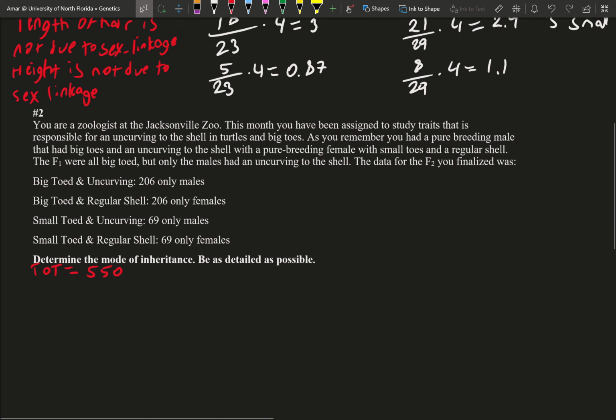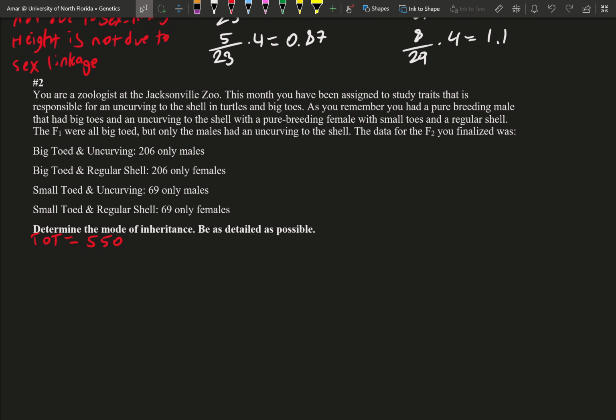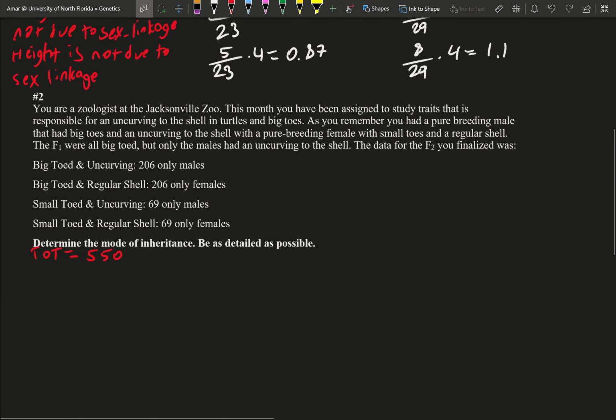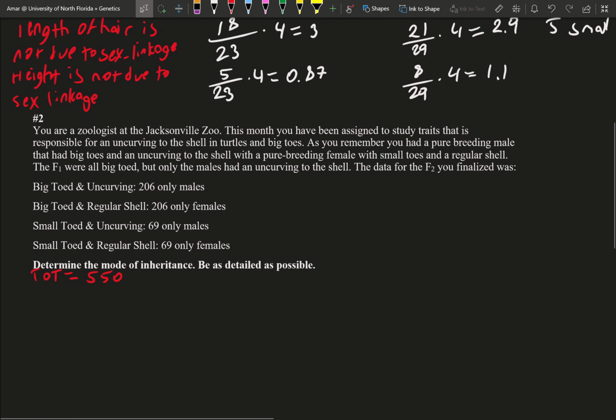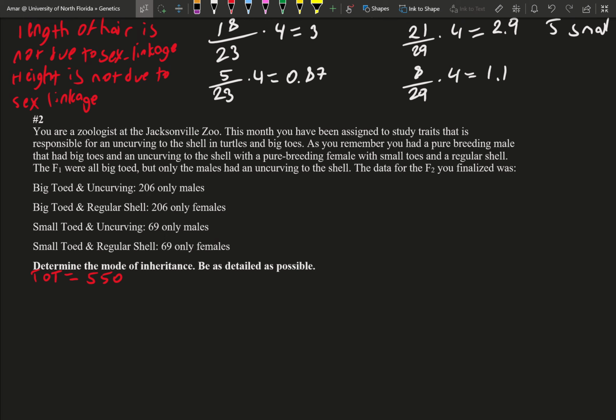Okay, cool. So basically, hopefully that kind of made sense. I put up a bit of an easy one for you guys. So let's try a little bit of a different one, where we're a zoologist, and what we're doing here is we're studying the uncurving trait.